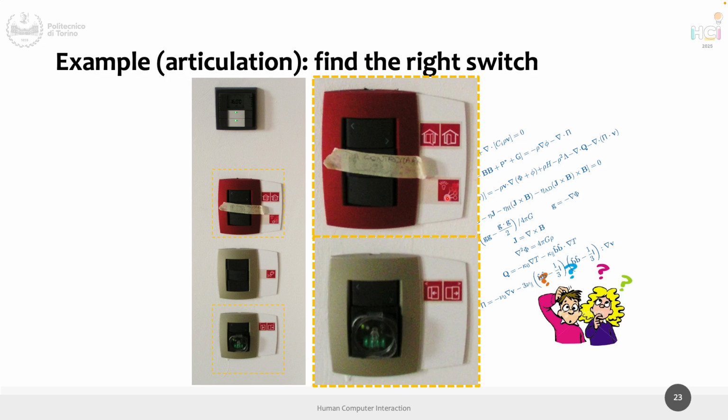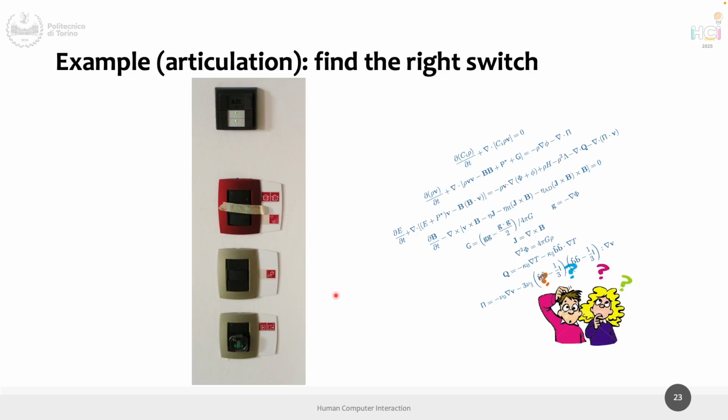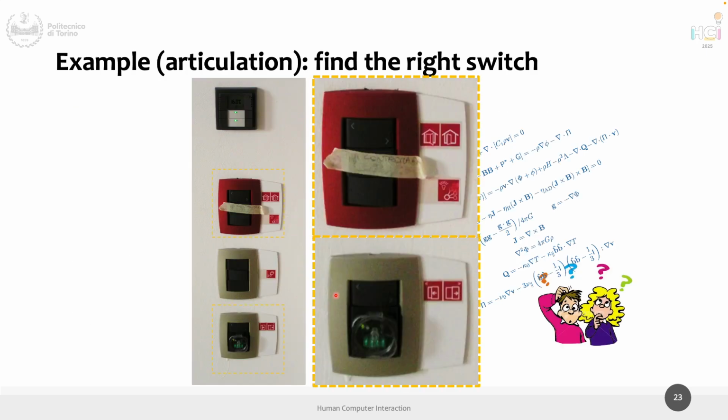So this is a problem of articulation, right? Articulation was here in the first step, between the user language and the user interface language, where the user interface is a switch in this case. Didn't the user get it the first time they used it? They will understand, so the next time it is confirmed in memory.